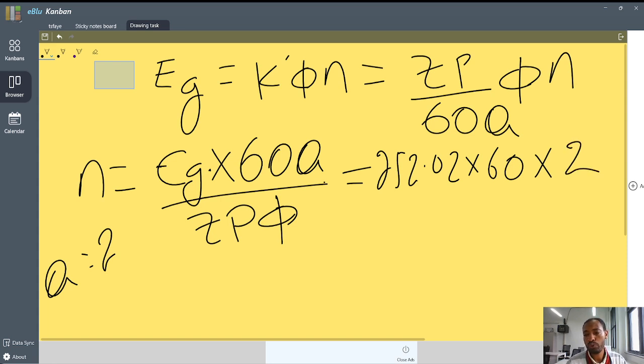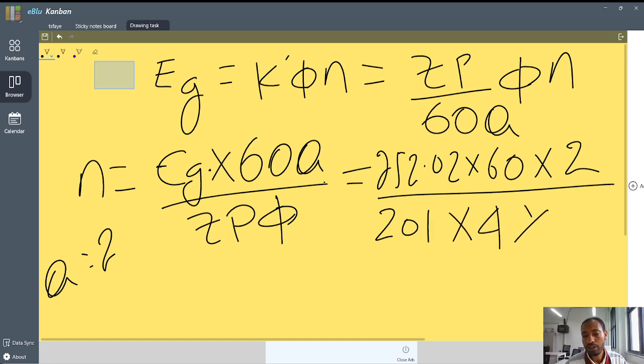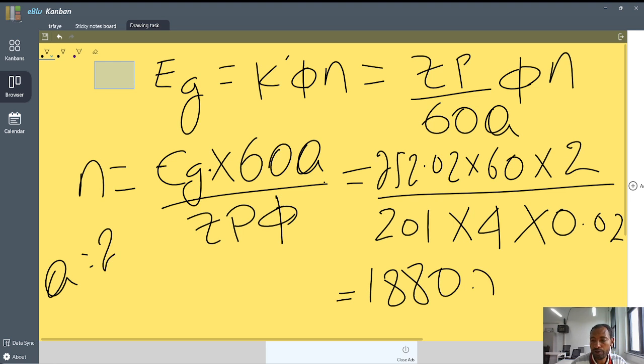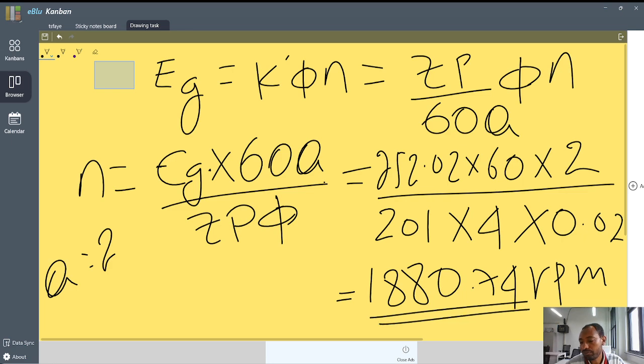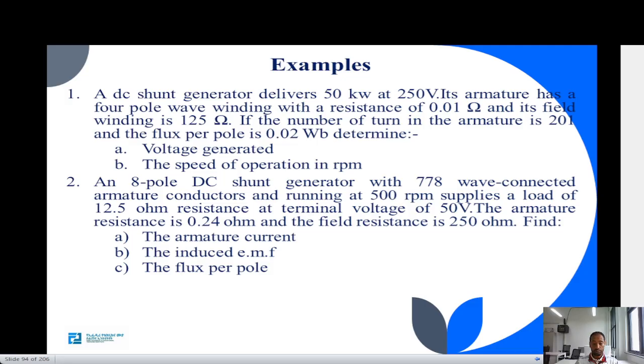Therefore, it is going to be 2 divided by, Z is already given, 201, times the poles, already given, 4 poles, then phi is given per pole, 0.2. So if we calculate this, the speed of this generator is going to be 0.74 RPM, revolutions per minute. This is the way we calculate the speed of operation of the generator.